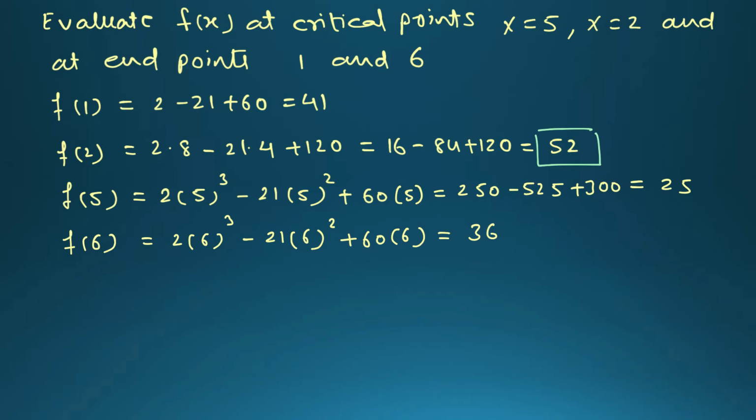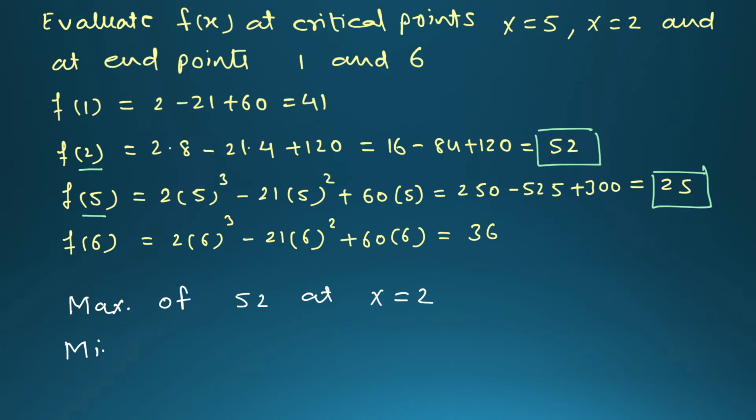Now 52 is the largest value of the function at x = 2, and 25 is the smallest value of the function at x = 5. Therefore, the maximum value of the function is 52 at x = 2, and the minimum of the function is 25 at x = 5.